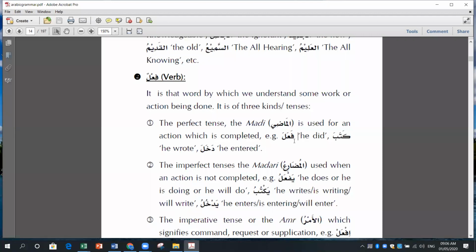There is no word alama, like he knew. As I said, sajada means he prostrated, but if I want to say he knew in the past tense, there is no word alama. It's alima by default. We have to follow the pronunciations as Arabs pronounce these words, right?